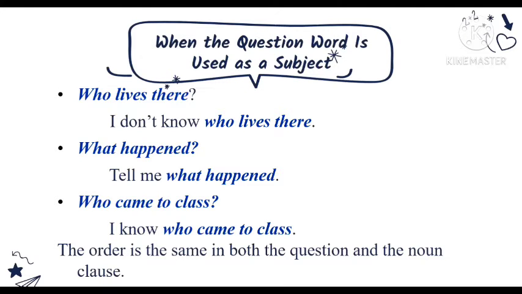And the second one, what happened? Tell me what happened. What happened is a noun clause, and the question word is the subject. And the third example is who came to class. I know who came to class. Who is the subject, and came is the verb, to class is the object. The order is the same in both the question and the noun clause.